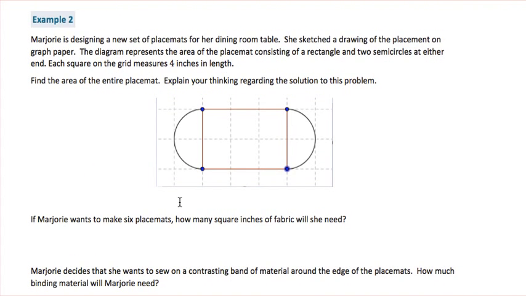Example 2, which is more like the kind of problem that we'll see in the real world. We have Marjorie, who's designing a new set of placemats for her dining room table. She sketched a drawing of the placemat on graph paper, and the diagram represents the area of the placemat consisting of a rectangle and 2 semicircles at either end. Each square on the grid measures 4 inches in length.